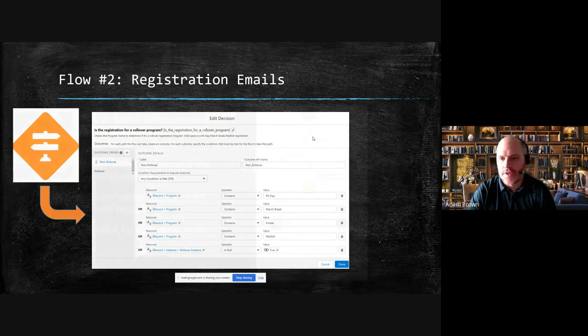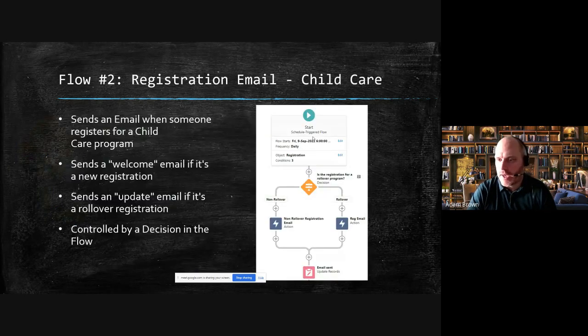And so what that allows us to do is just send the right email at the right time to the right people. And then at the bottom of the flow, that update records, we note in Salesforce that an email has been sent. Just makes it cleaner for reporting and knowing who got emails when, etc.